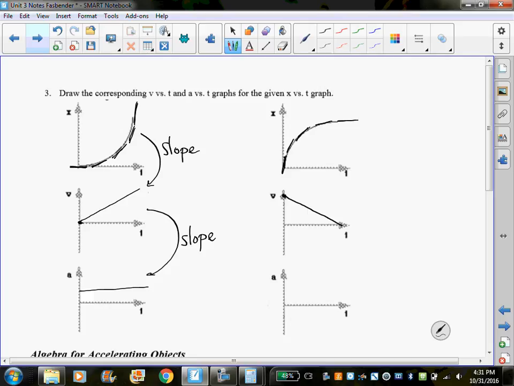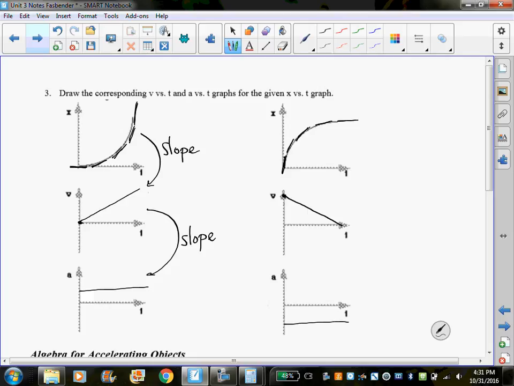Now if we look at the slope of the velocity versus time graph to get the acceleration, this slope is negative and it never changes, so we must have a negative, unchanging acceleration. So again, we get a horizontal line. This time it's in the negative area.